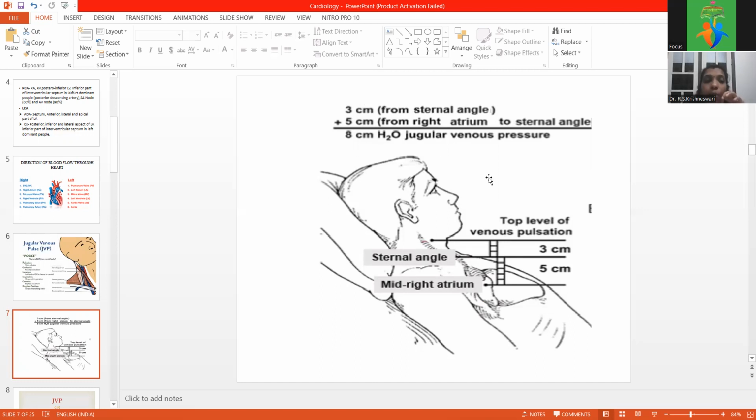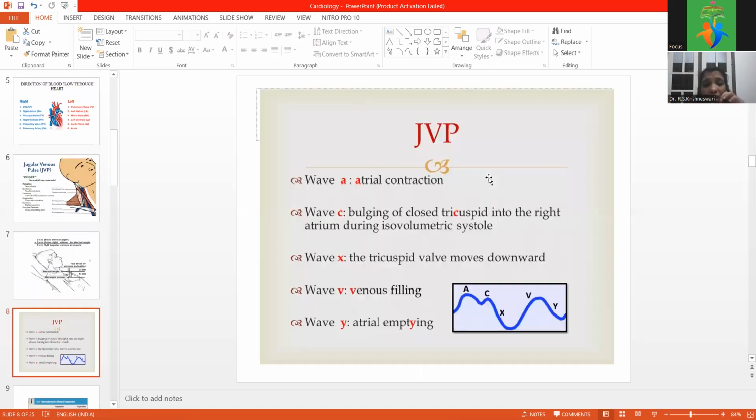And if it is more than 9 centimeter, then there is some problem within the right atrium. There is some increased pressure, or there is some right-sided heart failure. Okay, so if there is an increase in jugular venous pulse, there is some problem with the right side of the heart. And regarding normal, you should be very careful. Normal is from the sternal angle to the top level of the venous pulsation, it is 3 to 4 centimeter. From the mid right atrium to the top level of the venous pulsation, it is 8 to 9 centimeter of water.